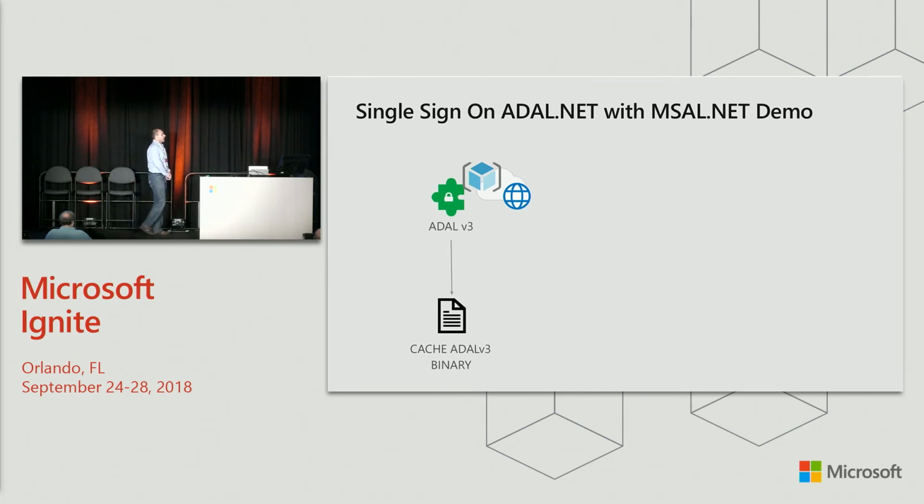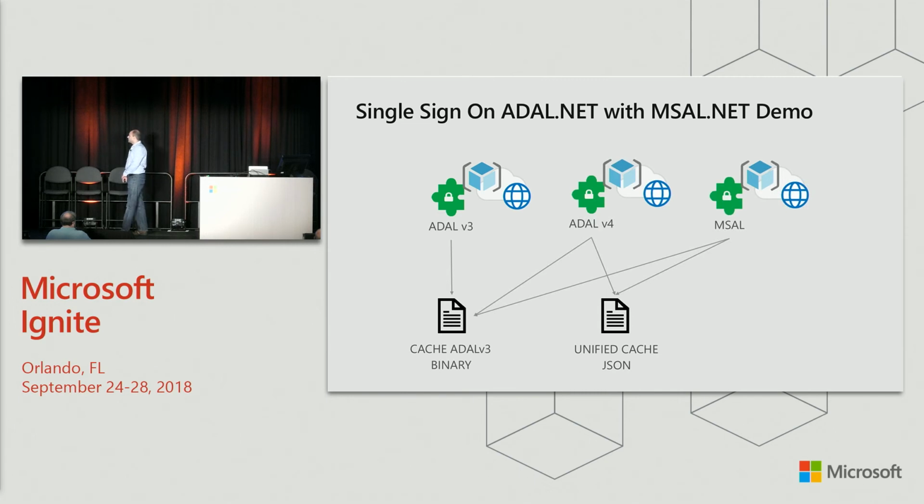ADAL wrote to a binary format. So it's serialized using a platform idiomatic way of serialization. This binary format is not very portable, meaning if you want to read it from Python or from Xamarin, whatever it may be, it's just not very portable. So we came up with a new format. This new unified cache is a JSON format. And we updated ADAL to be able to read from this format. And we updated MSAL to be able to read from both formats.